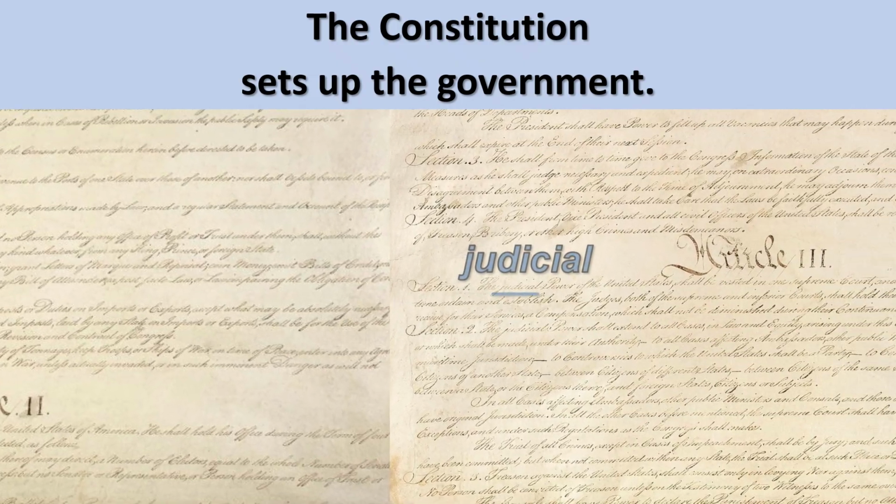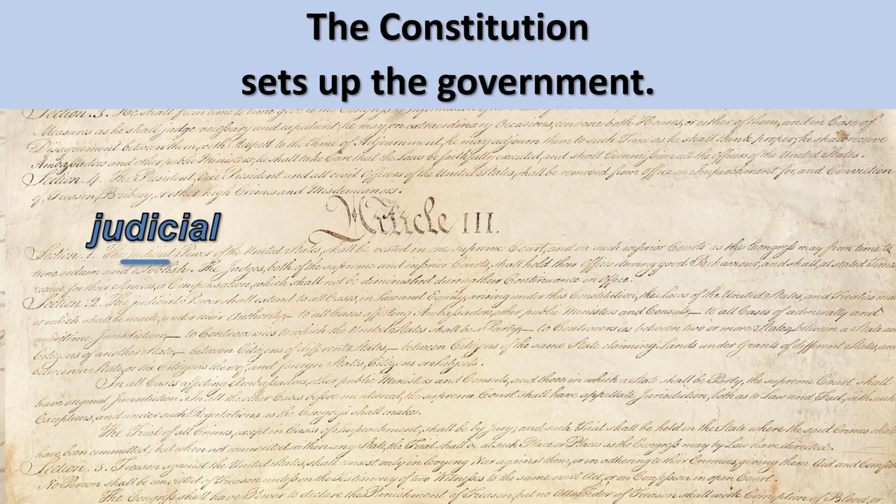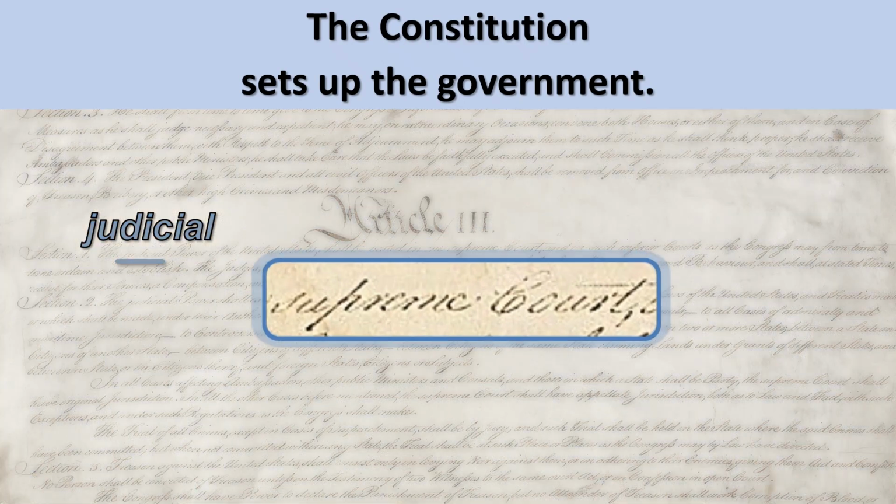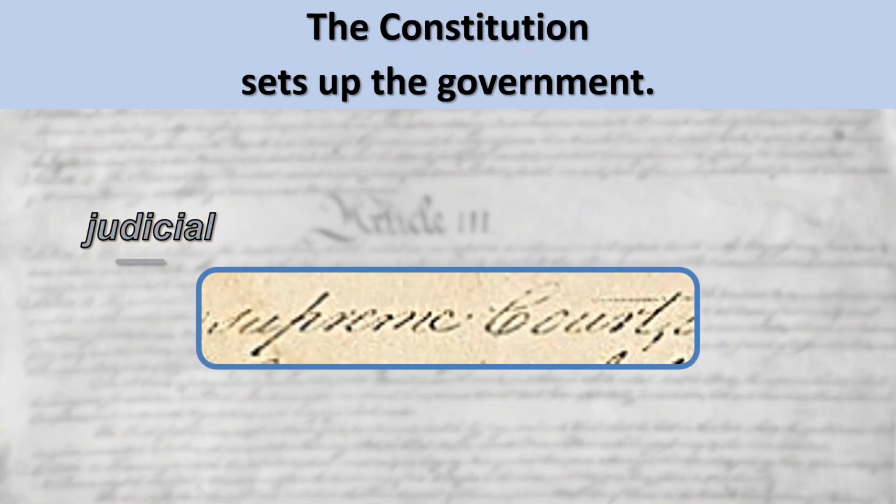The third branch of government defined by the Constitution is the judicial branch. The judicial branch has the job of reviewing and explaining the law. The Constitution sets up this part of government as a court system with many levels. At the very top of the system is a court above all other courts, the Supreme Court.